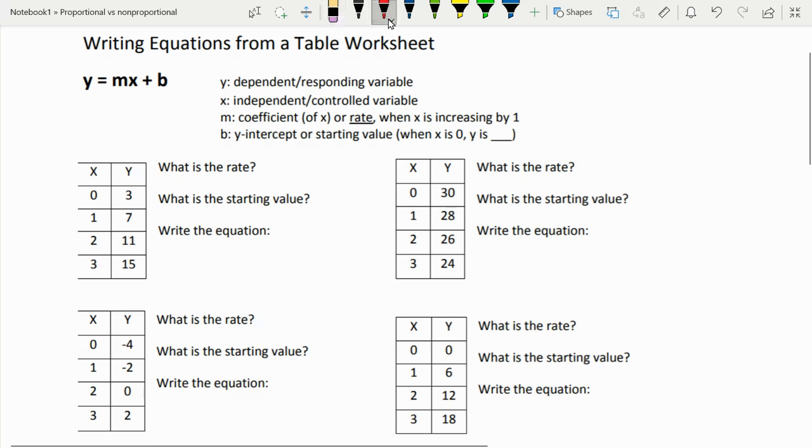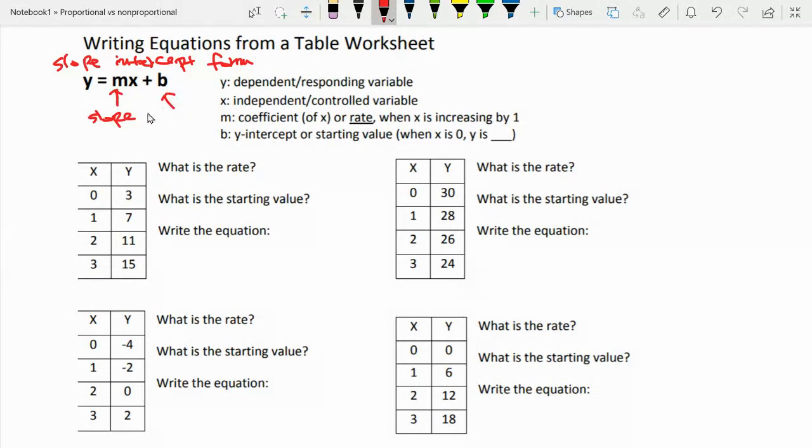All right. So this time we are going to work on writing equations from a table. What we have up here is slope intercept form. This is what we call the slope intercept form, where m is slope and b is y-intercept. So if we are able to find slope, we can find the y-intercept.